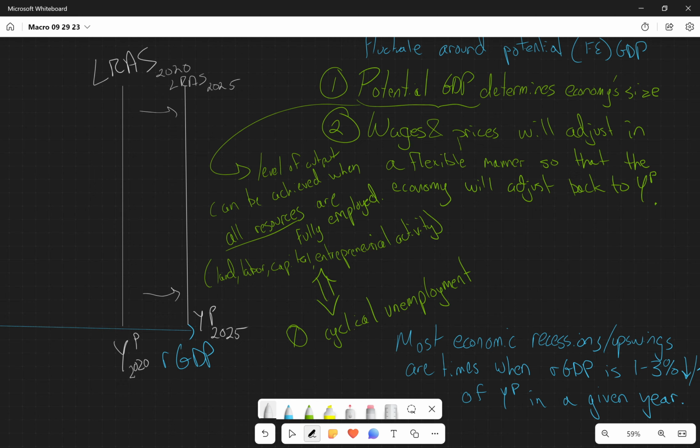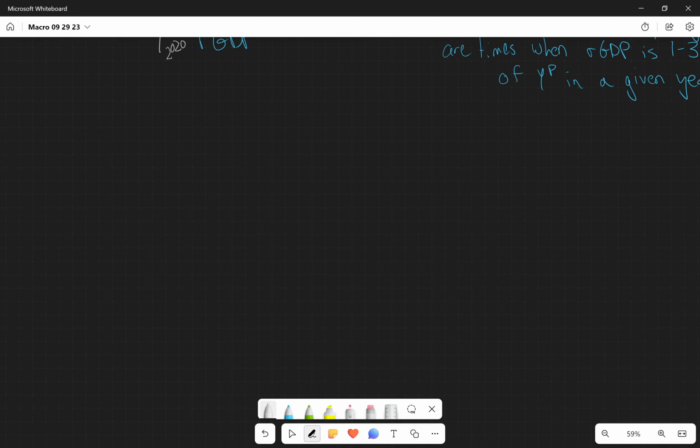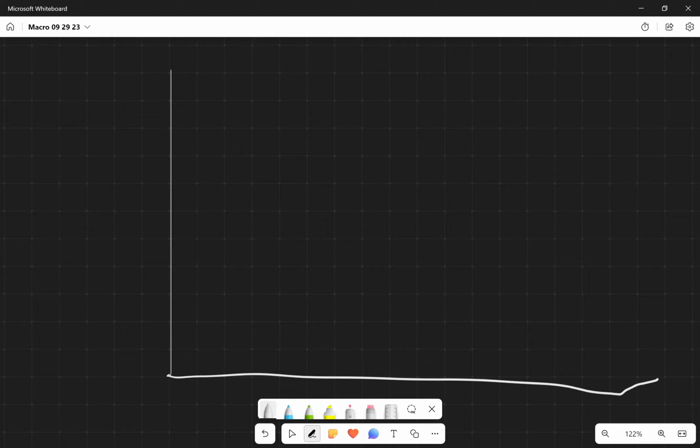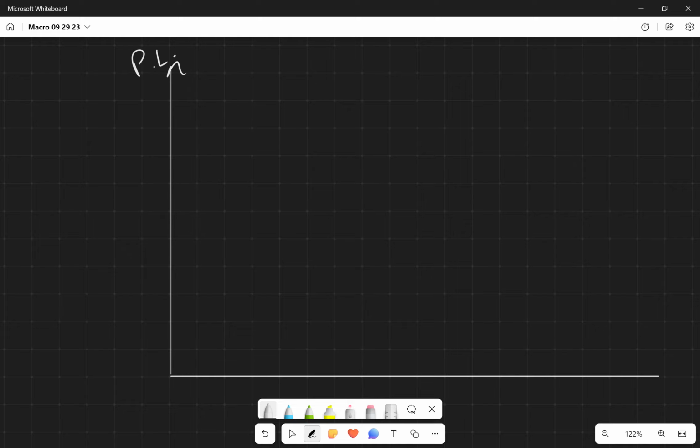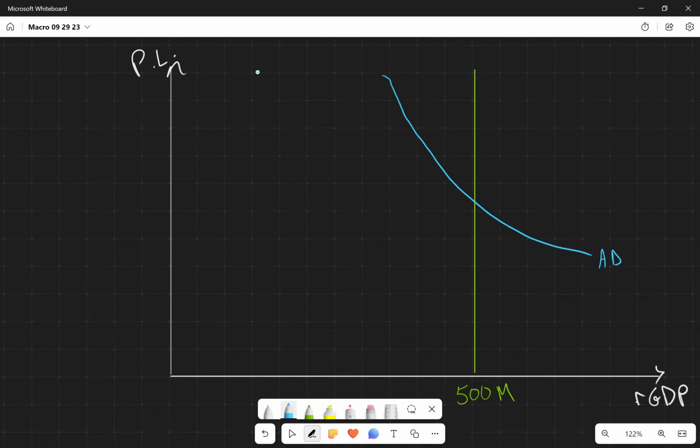So let's talk about this in a graph, right? We know economics is the diagrammatic representation of reality. We've got price level on the y-axis. We've got output, real GDP on the x-axis. We've got a long-run aggregate supply at $500 million. And we've got an initial aggregate demand curve crossing that at a price level of 120.